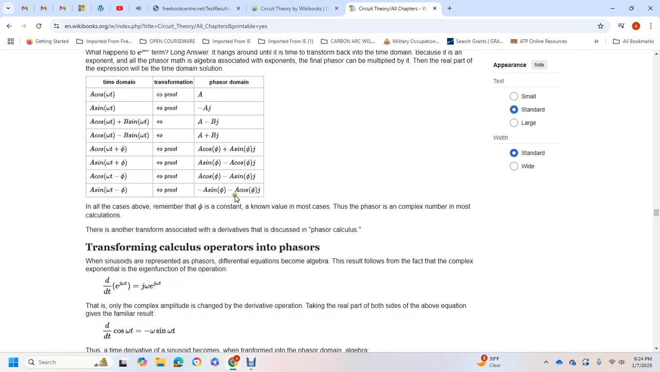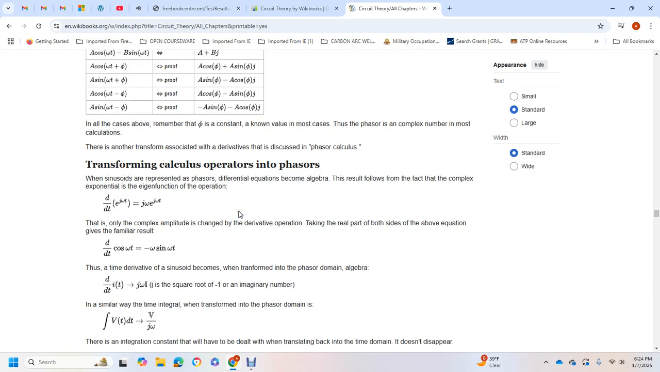In all cases, remember the parameters of the phase. The angle of the phase is a constant value in most cases. The phasor is a complex number, and the transform is associated with the derivatives of the phasor calculus. The transform calculation operates on phasors. The sinusoidal representation of the differential equation becomes an algebra result with a function of the complex exponential function.